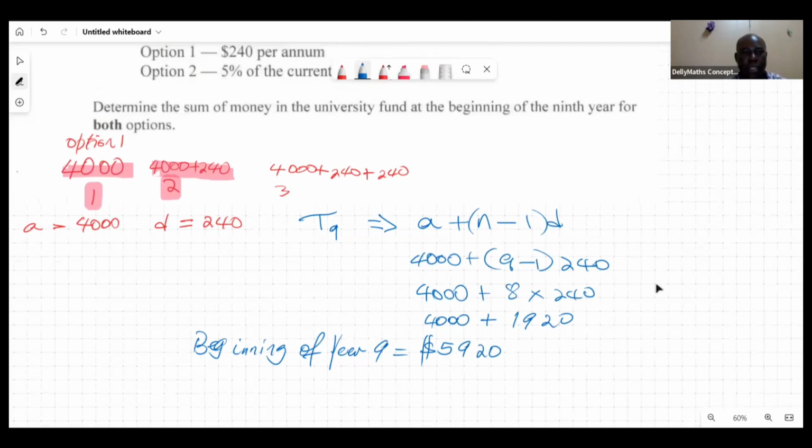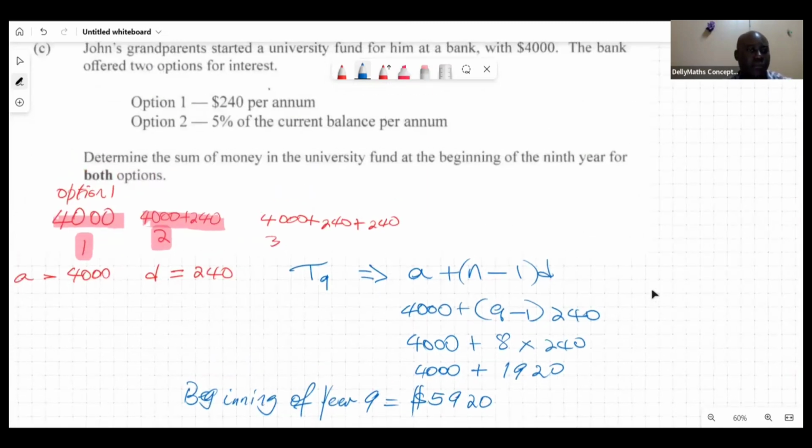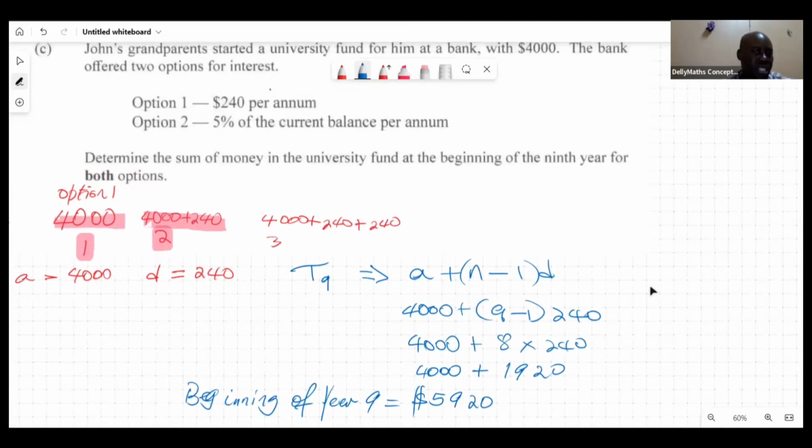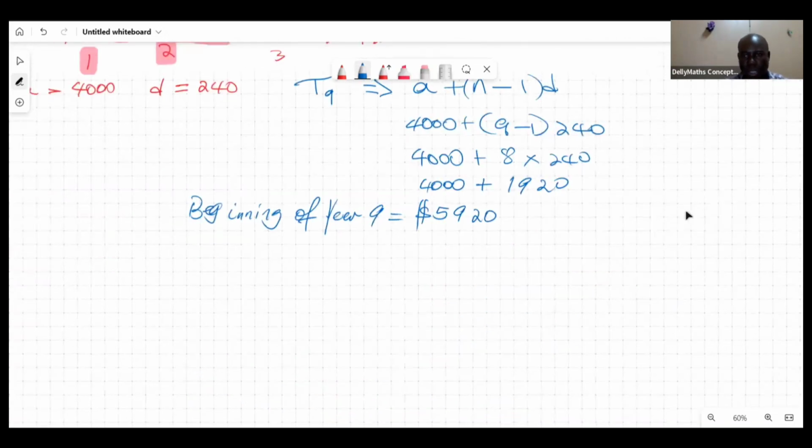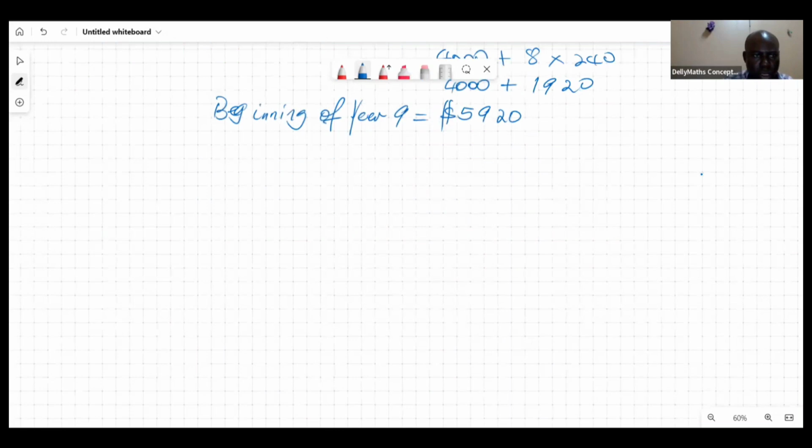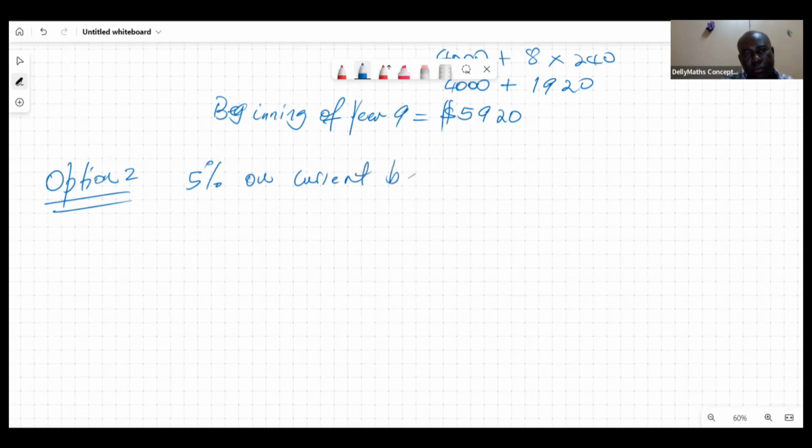So that's option 1. Option 2 suggests that you would have 5% of the current balance per annum. So let's look at option 2. In option 2, we're having 5% on the current balance. Well, this is like a compound interest, right? So let's talk about what we have.